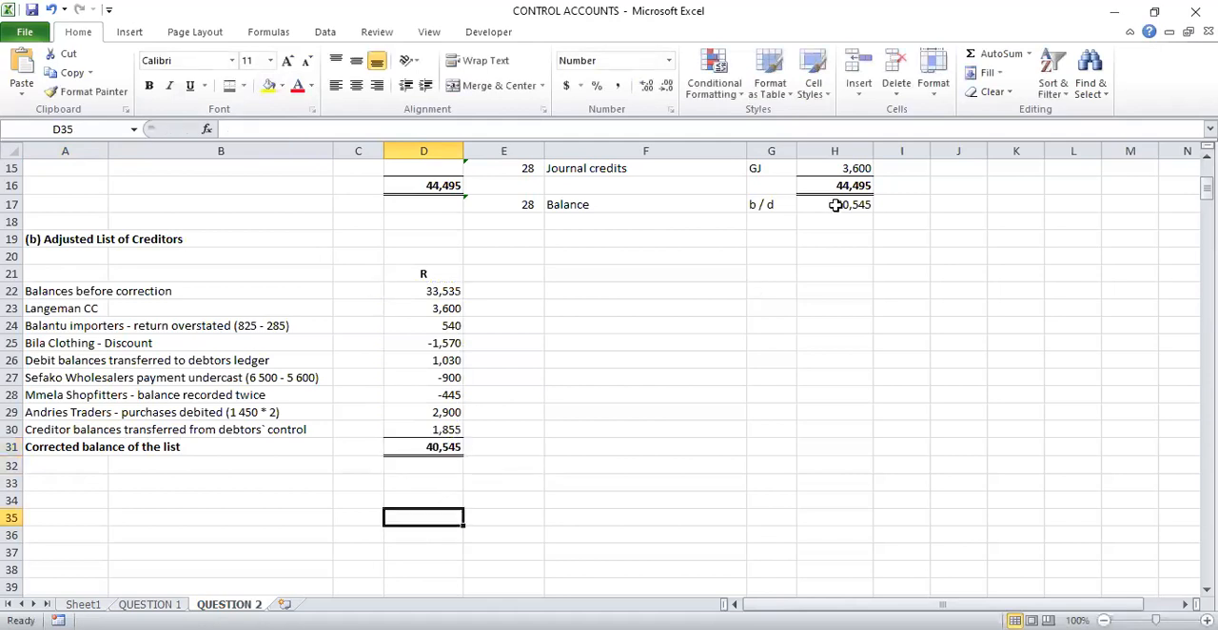So you see that our balance will now be the same. That means we've reconciled, we've identified all errors and omissions that had been made in the control accounts. So after the reconciliation, the balances should be the same. Any questions?